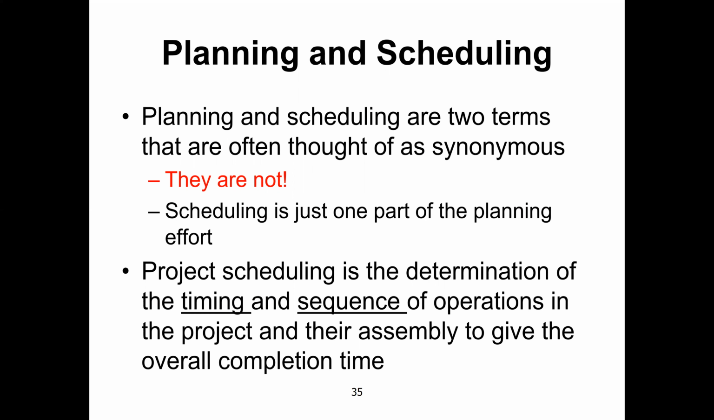Project scheduling is the determination of the timing and sequence of the operations in the project and their assembly to give the overall completion time. So scheduling gives us how we are going to make a schedule for each activity in the work breakdown structure, how much time will be required for completing the project, and how we should execute those activities according to the schedule so that we complete the project within the contract time. But planning is a very big thing, as we have seen in the beginning. It covers a lot of things, maybe a quality plan, safety related things, money management, procurement, communication. Planning includes many things.